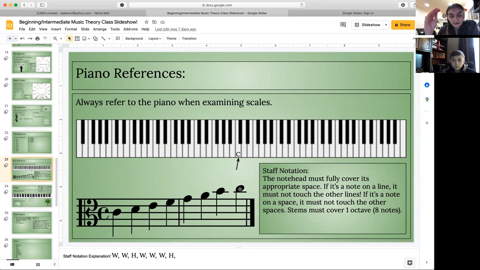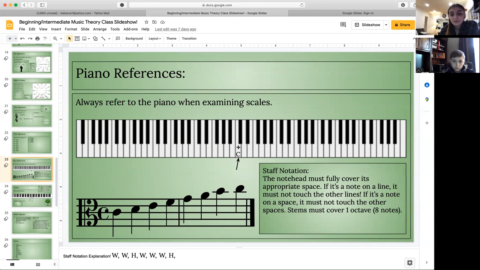So again, we talked about our grand staff. You have treble clef, and then you have bass clef. That C that meets in the middle, I'm predicting that's probably somewhere around this C. So again, it's all relative. Now, speaking of that, we've determined our C.